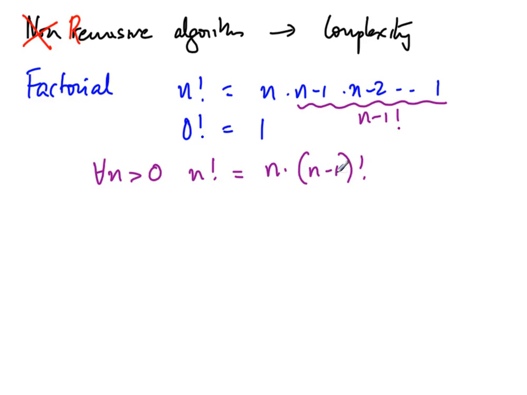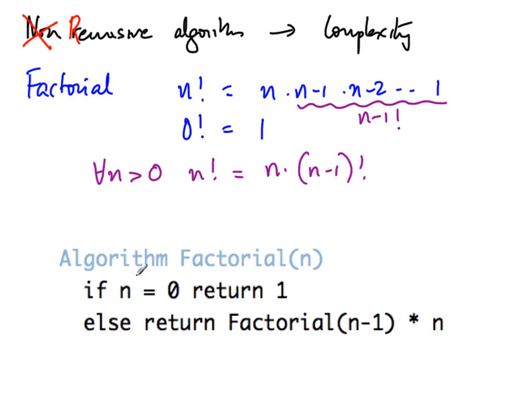To begin with, as usual, we will see what the formal algorithm looks like. It's very simple. We have an algorithm factorial which takes as input n, and if n is 0, you return 1, otherwise you return the same function applied to n minus 1 multiplied by n. So that's just n into n minus 1 factorial.